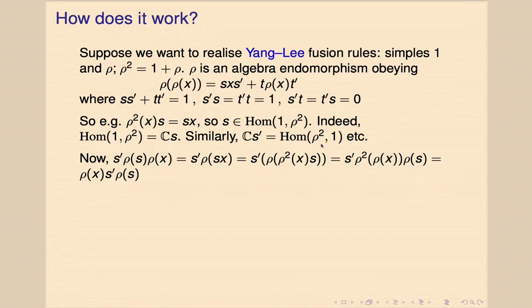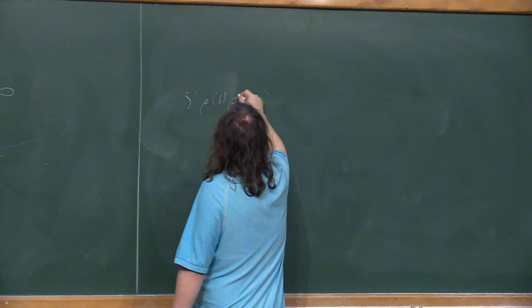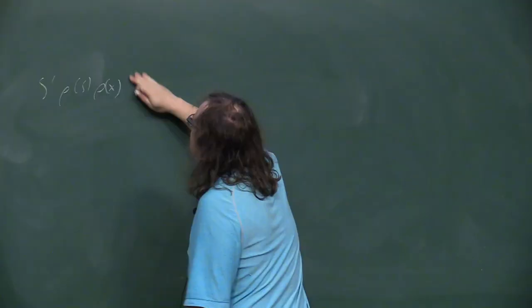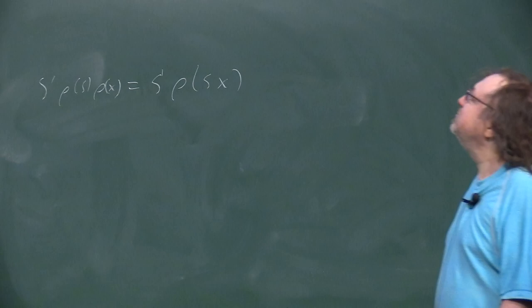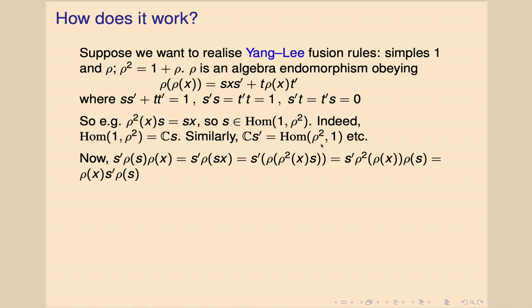Okay. Now let's try to do the next line. So apparently S prime rho S rho X. Well, certainly that's true because rho is an algebra endomorphism. So certainly that's true. And now we use the fact that this should be the intertwiner statement here.